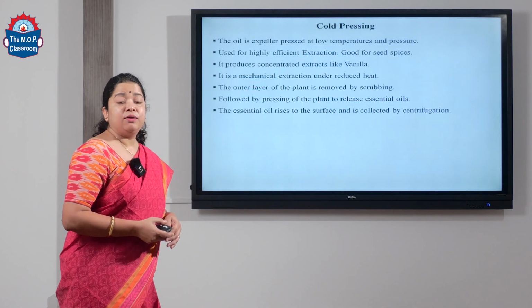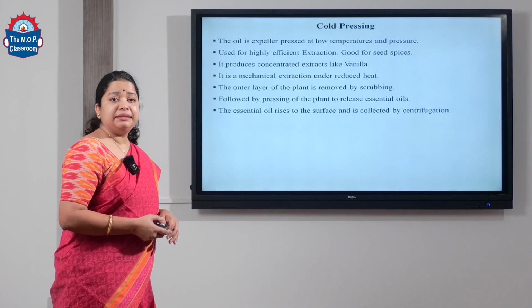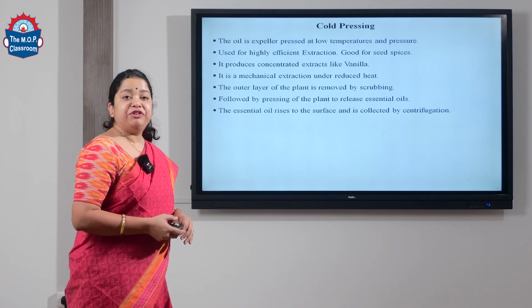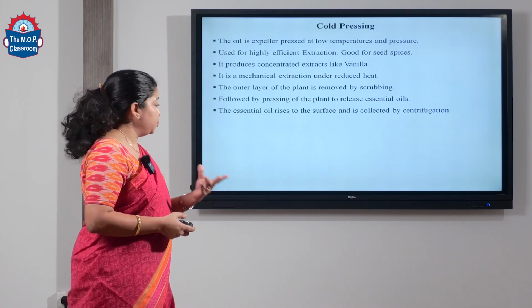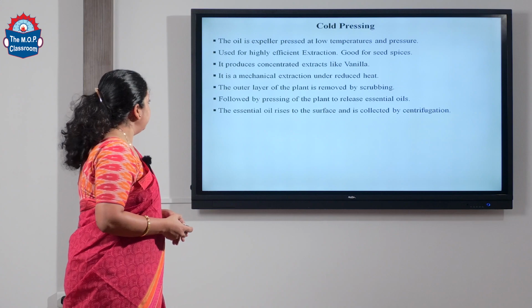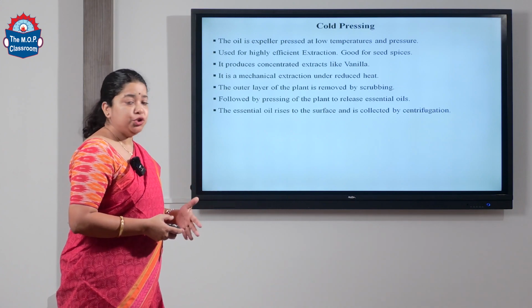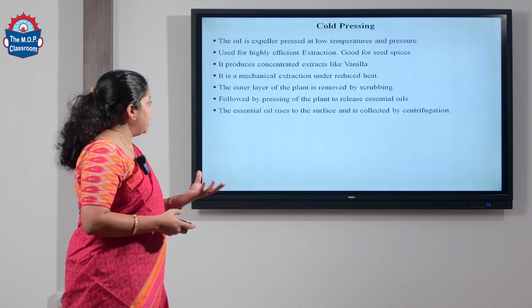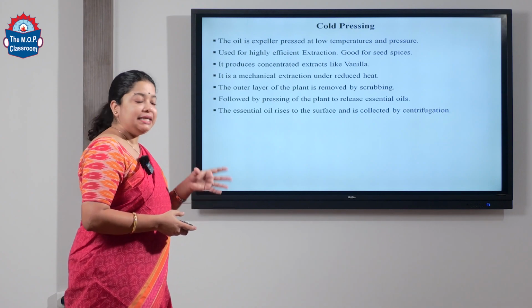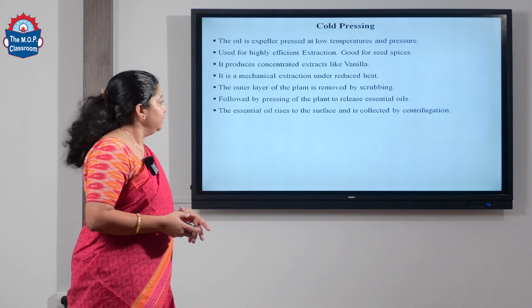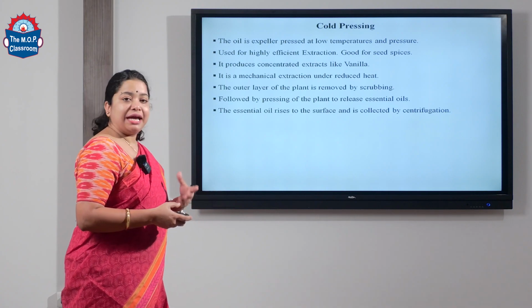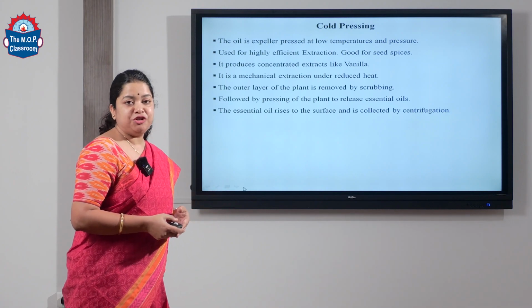Now, cold pressing. Cold pressing is yet another process, not very widely used except for seed spices like vanilla, where we get a very concentrated extract. It is a mechanical extraction under reduced heat. The outer layer of the plant is removed by scrubbing, and the essential oils are released by the pressing method. The essential oils later rise to the surface and are collected by centrifugation.